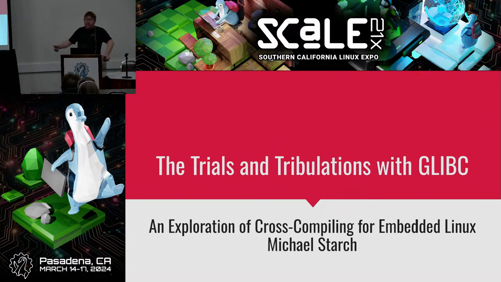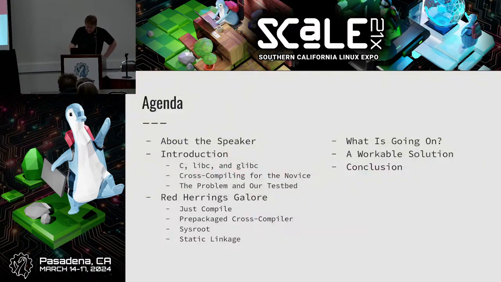My name is Michael Starch. I am a flight software engineer at JPL, which means I do a little bit of embedded computing, a little bit of software computing, and a little bit of tinkering with cross-compilers and toolchains. So this talk, first we're going to say a little bit more about myself. Then I will go into an introduction of some of the foundational concepts.